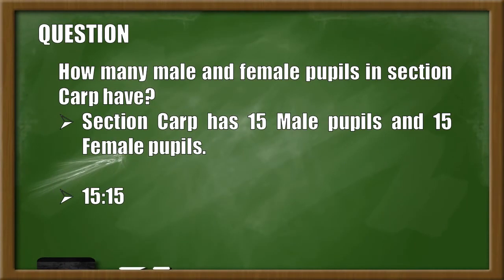Okay, going back to our activity a while ago. Last activity, what we did is about writing the ratio. Now, we will write the fraction form. Understood? Very good. Okay, number 1. 15:15. What is the fraction form? Very good. 15/15.